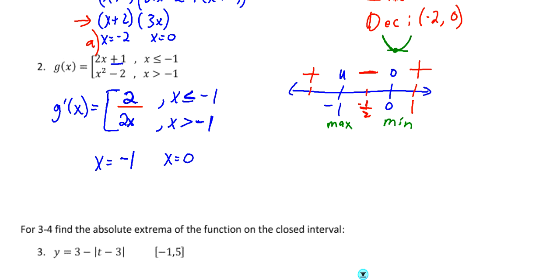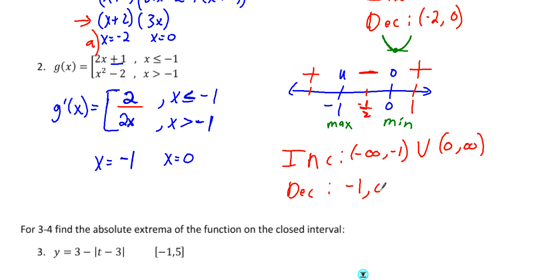And then again, part B, if you're writing it, my function is increasing from negative infinity to negative 1, and it's increasing from 0 to infinity. It's decreasing only from negative 1 to 0.